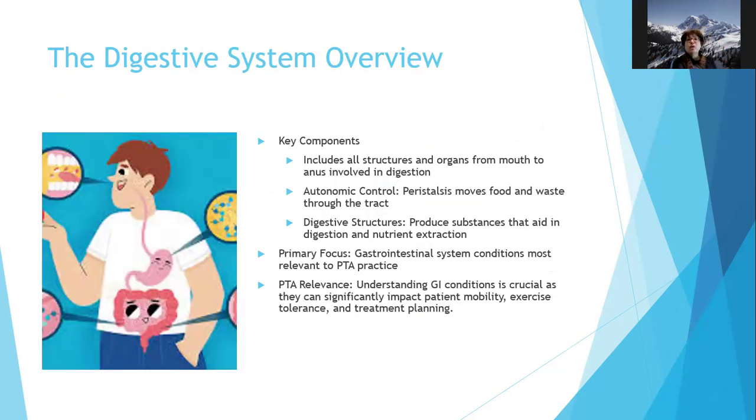So the key components go from the mouth to the anus. They're all involved. The smooth muscles along the digestive tract are controlled by the autonomic nervous system. Peristalsis is the movement of those smooth muscles that moves the food and waste through the tract.